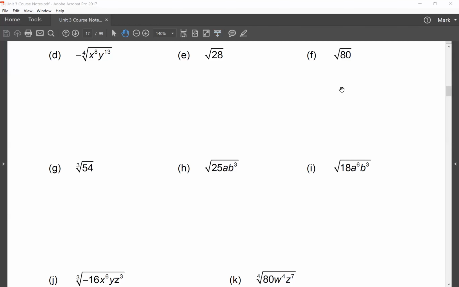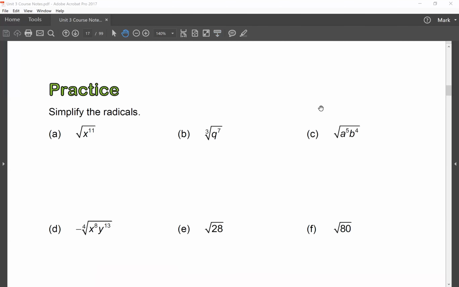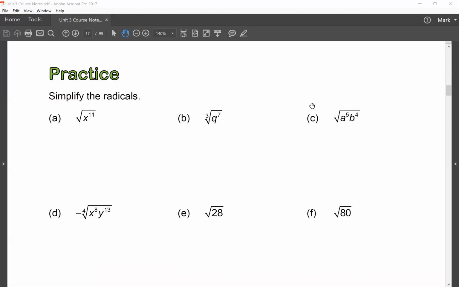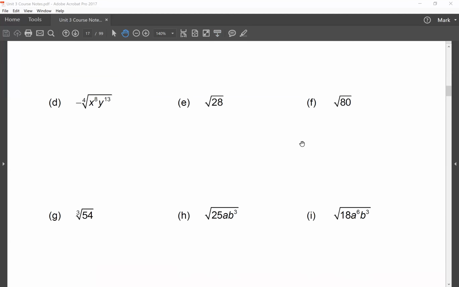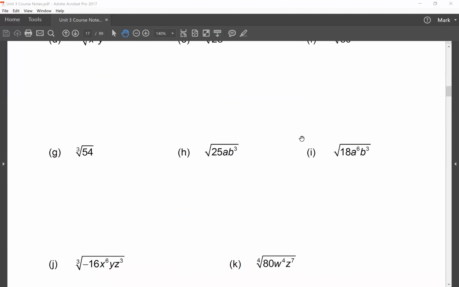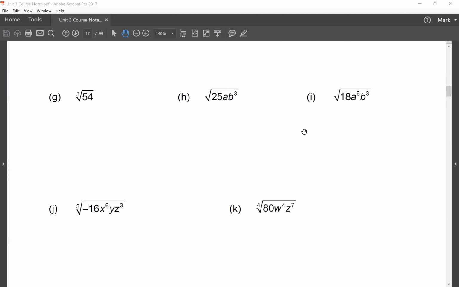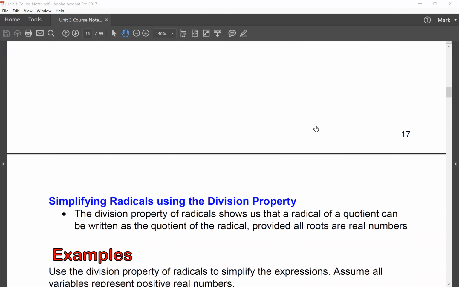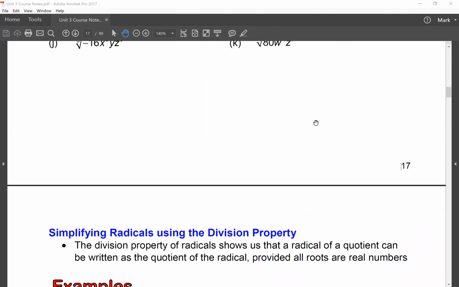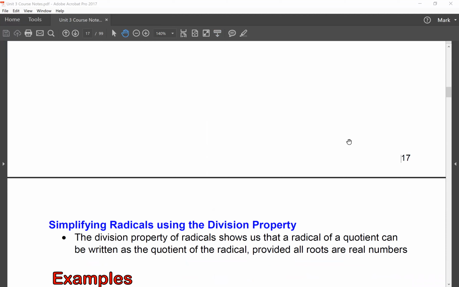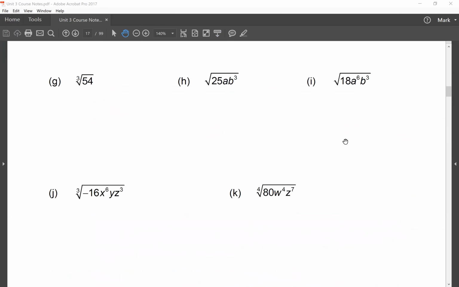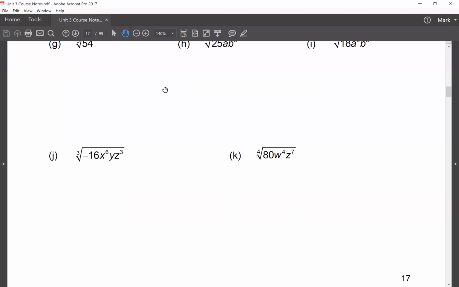Okay, so last day we were looking at simplifying radicals, kind of the beginning part of this. We're going to get a little bit more complicated with this today, but let's just look at a couple of these for review. Let me do 2, and then I'll get you guys to try 2. And then I'll move into simplifying radicals using the division property. So let's look at something like, I don't know, I'll do H and J.